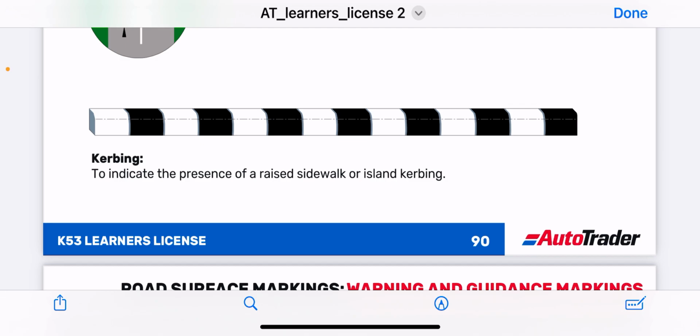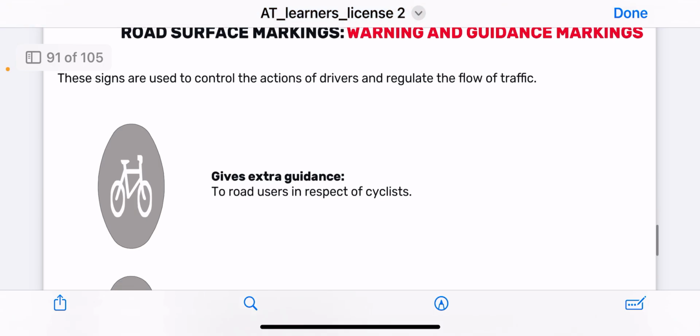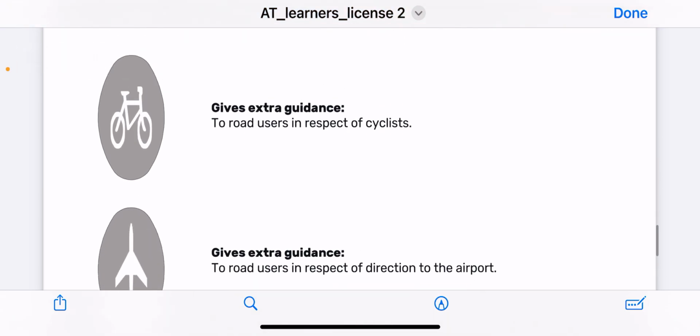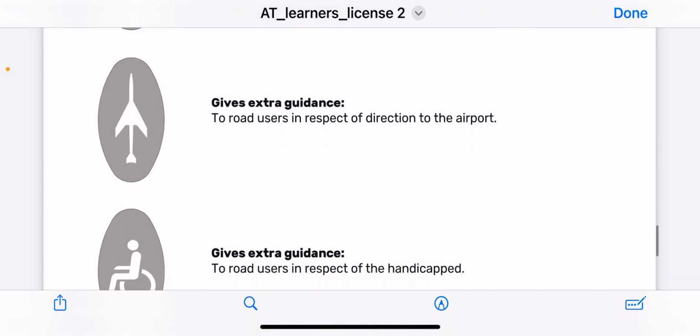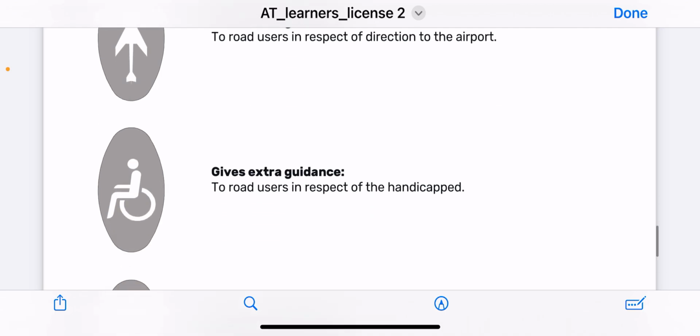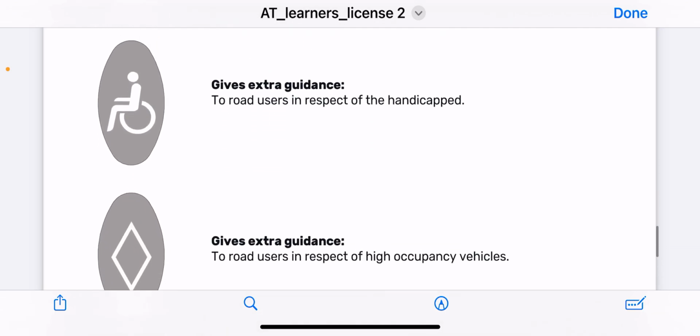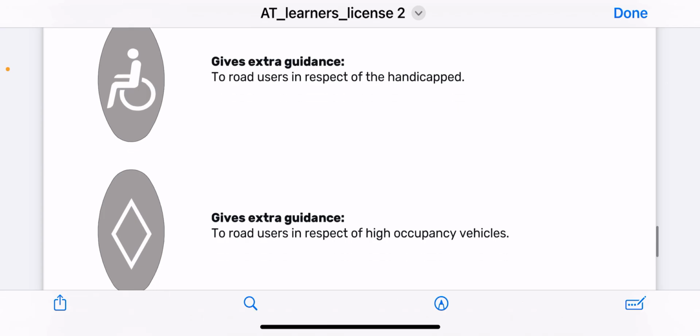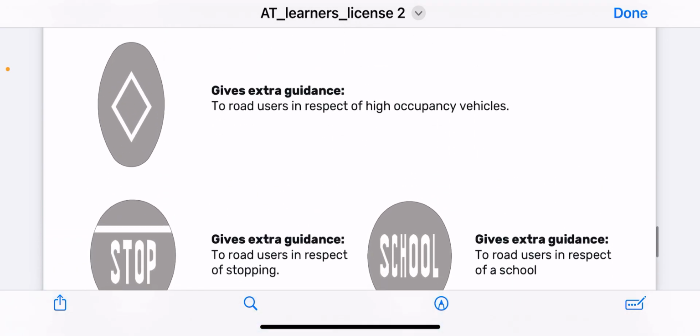So it's for the sidewalk. Sometimes we see pavement that is like this. Okay, bicycles. So this one is just extra. This one is bicycle. Overhead airport direction gives extra guidance. Okay, this one you know, we've covered these ones.